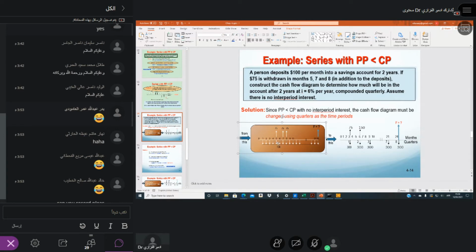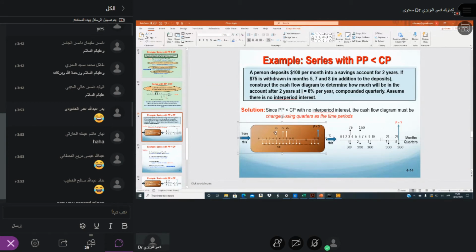Also, if you add 4, 5, 6, at month number 6, you deposited another 300. Then 7, 8, 9, you deposit another 300. At 12 months, that is quarter 4, you deposit another 300. Then up to this month, that is when you will have 8 quarters, at month number 24, you deposit another 300.